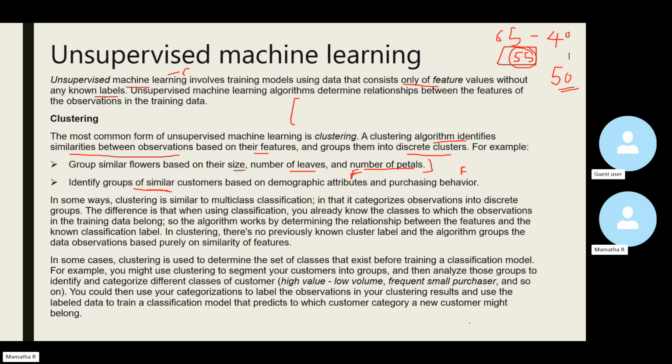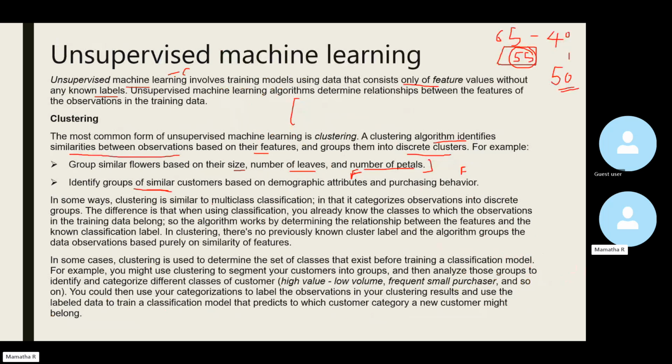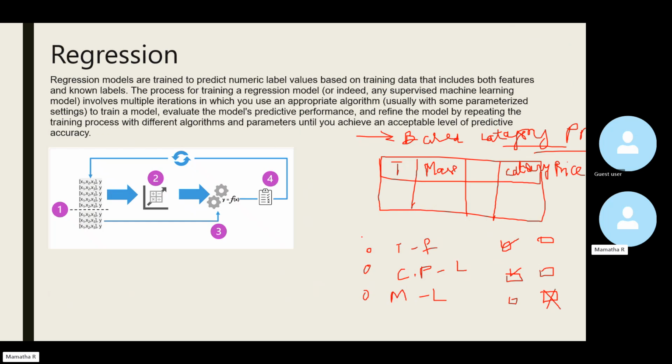Here in unsupervised learning, in some ways multi-class classification and clustering are similar. The only difference is that in a multi-class classification model we have certain labels, but in clustering we will not have any labels. We use the algorithm itself to identify similar features, and it will categorize the features by itself based on the given format.